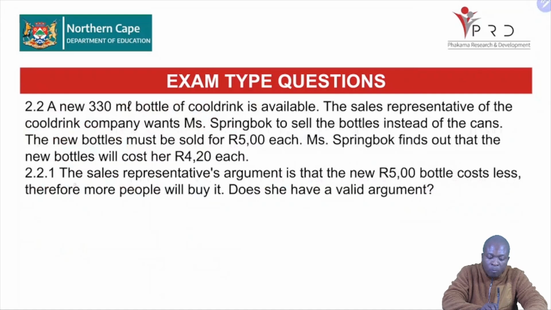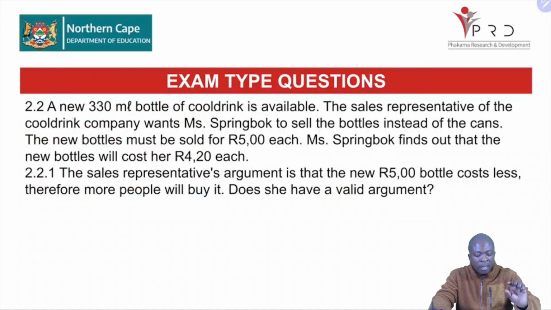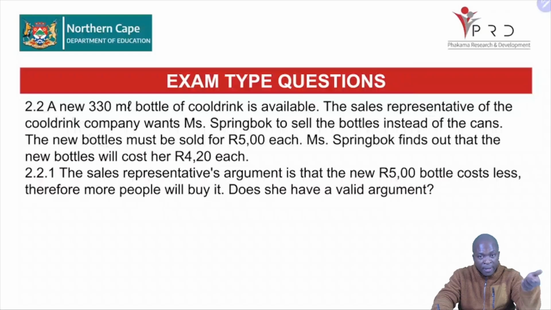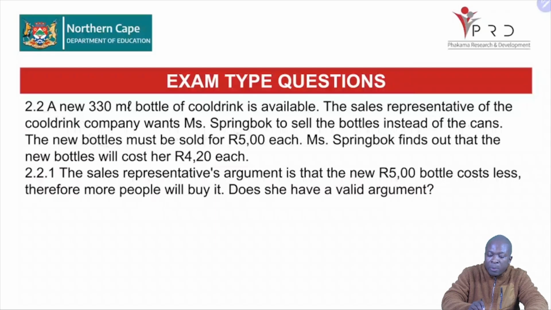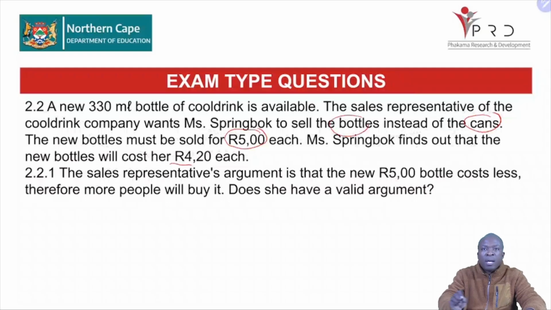It says 2.2.1. 2.2 says a new 330 milliliter bottle of cool drink is available. So the sales rep of the cool drink company wants Ms. Springbok to sell the bottles instead of the cans, meaning she stops selling the cans, rather buys bottles. The new bottles must be sold at 5 rand each. That should be the selling price. Ms. Springbok finds out that the new bottles will cost her 4.20 each. Then she will sell it for 5 rand.